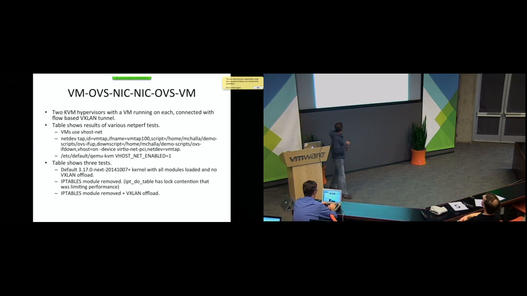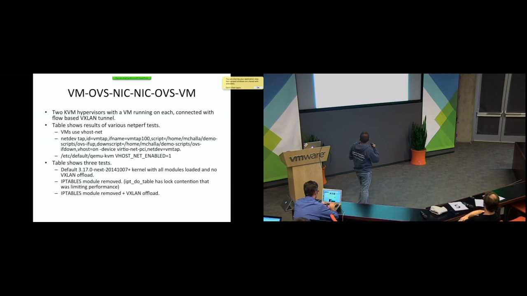So this test is the VM to VM test. Basically, we have two hypervisors, and we are running VM, OVS, NIC, OVS, and VM. I'm using vHostNet. One thing you need to remember if you're using vHostNet on Ubuntu is that you need to change this file. I figured this out the hard way, because without this, it actually ends up using VirtIO, and you get about 1 gig less in performance. And that's pretty much the KVM command line I was using.